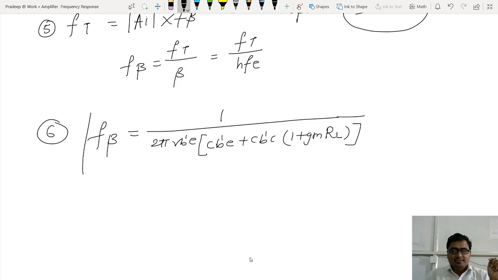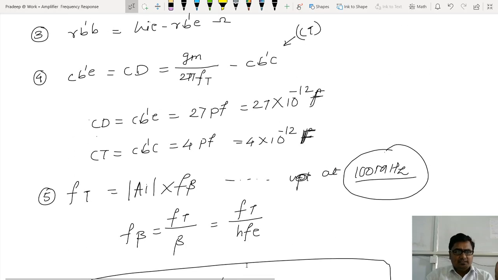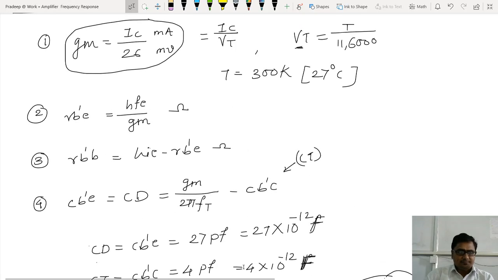Now look at this. This is a new form of f beta that I am writing. Whatever you have derived is quite different from this, but if you compare this f beta equation with them, you will come to know that yes, I am writing the same thing. So I think those six formulas are sufficient to solve some numericals.